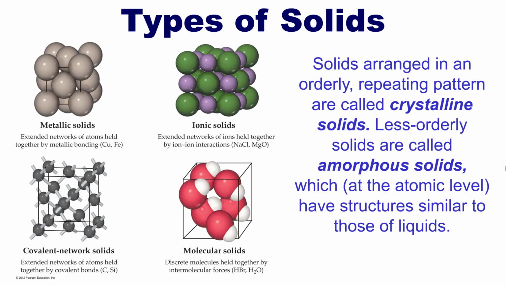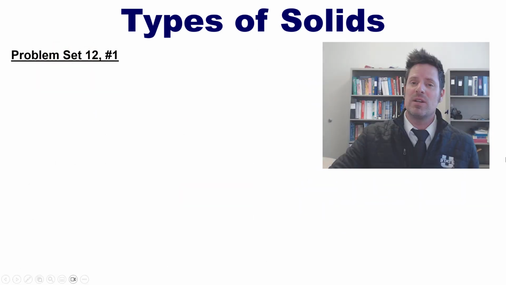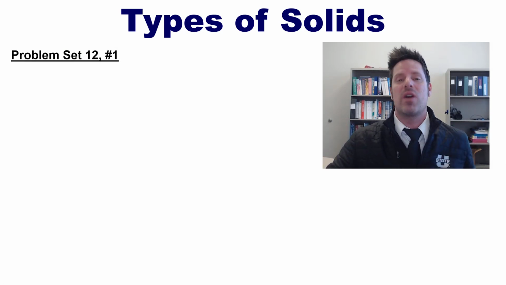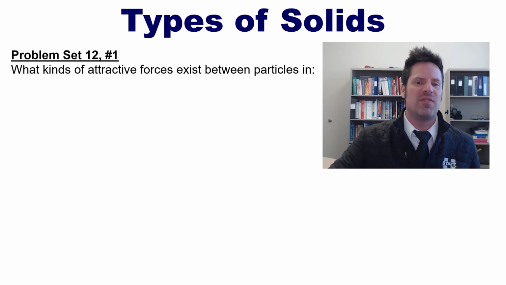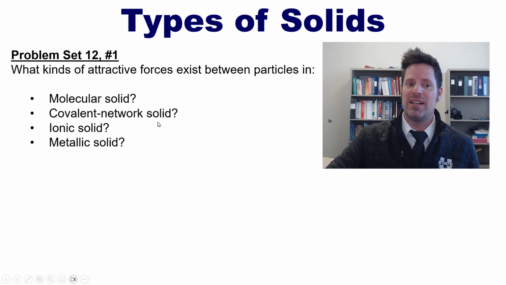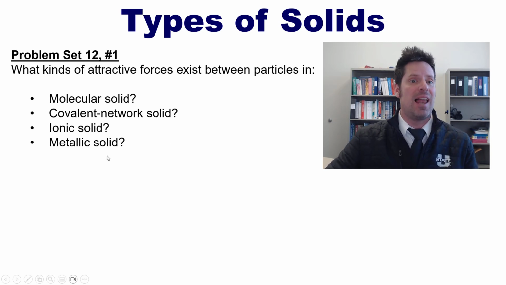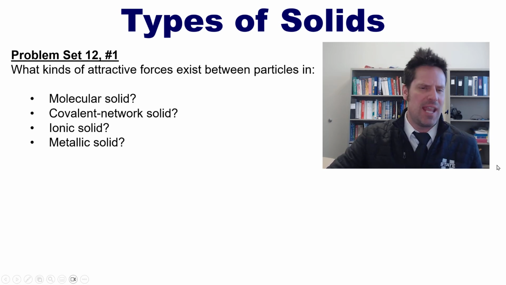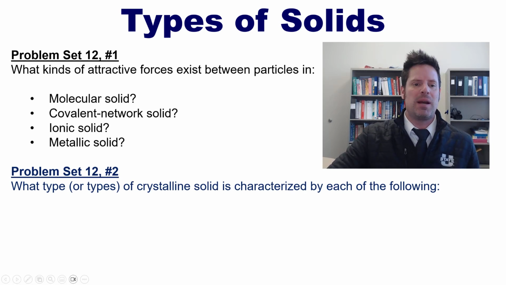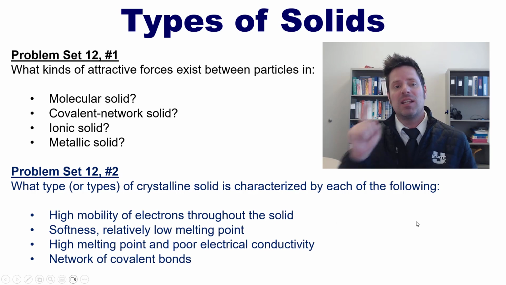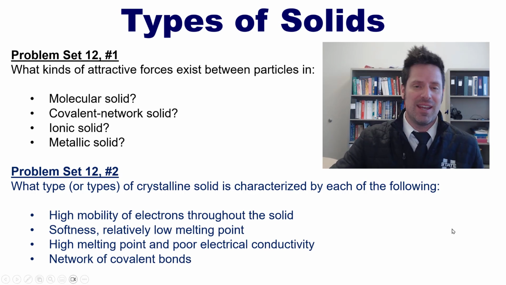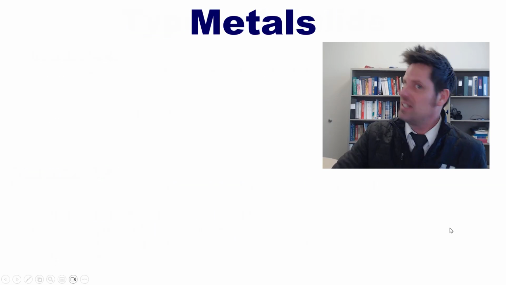This takes us then to a beautiful example problem. I want you to tell me, or answer for yourself, I guess, since I can't hear you because I'm just a recording, what type of attractive forces exist between particles in molecular solids, covalent network solids, ionic solids, and metallic solids. Separately, I want you to answer what type or types of crystalline solid is characterized by each of the following. Now, I'm not going to do these for you, but invite you to try these on your own. Let's move on then to discussing metals more in depth, shall we?